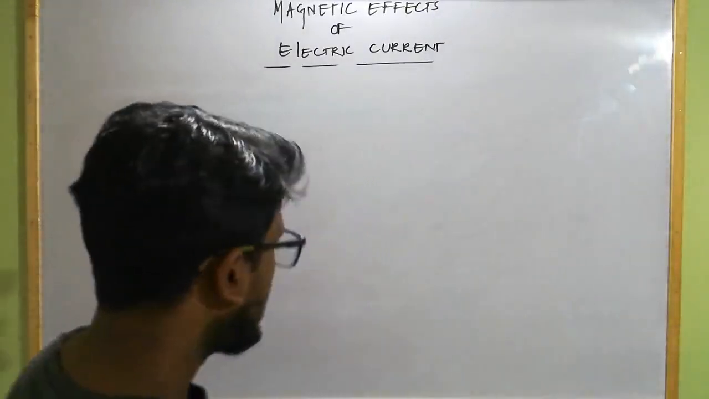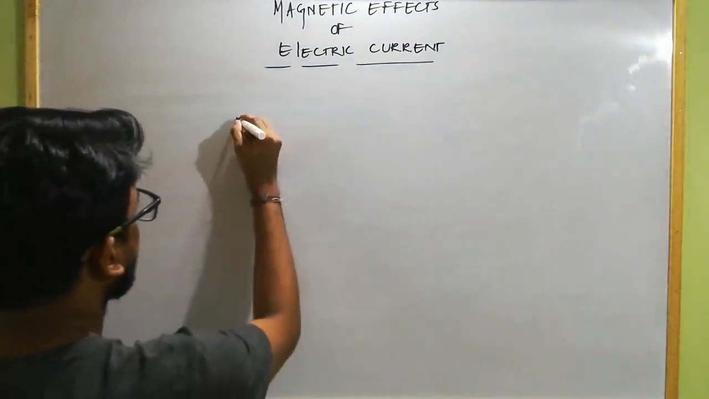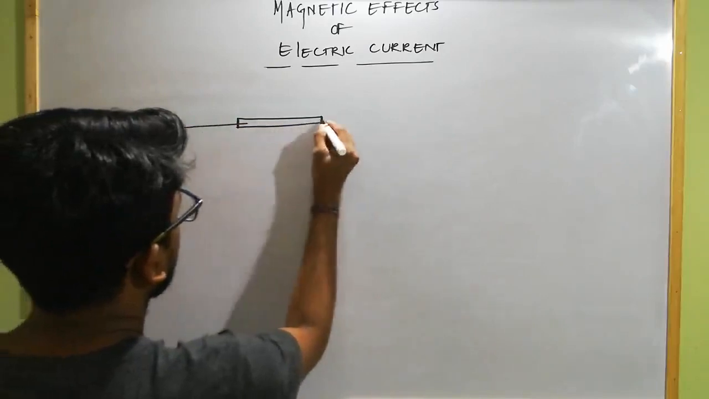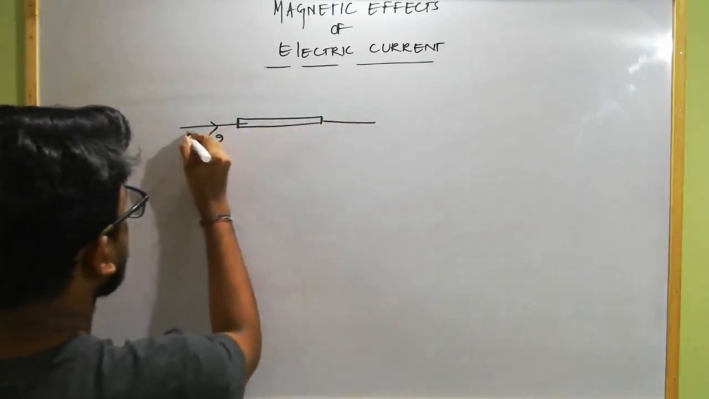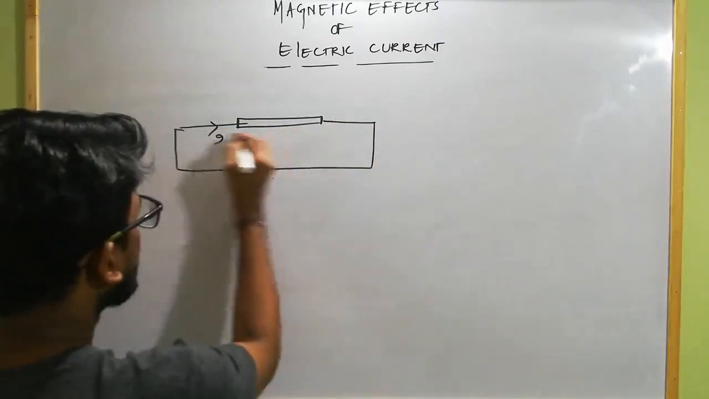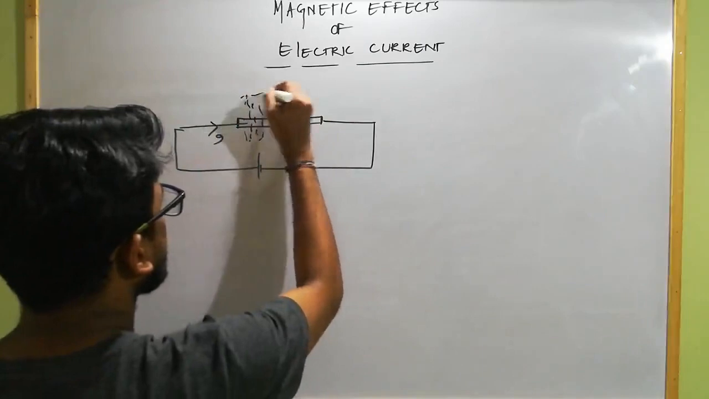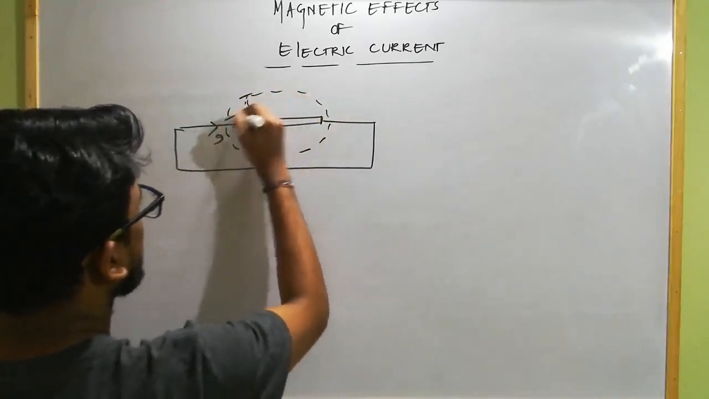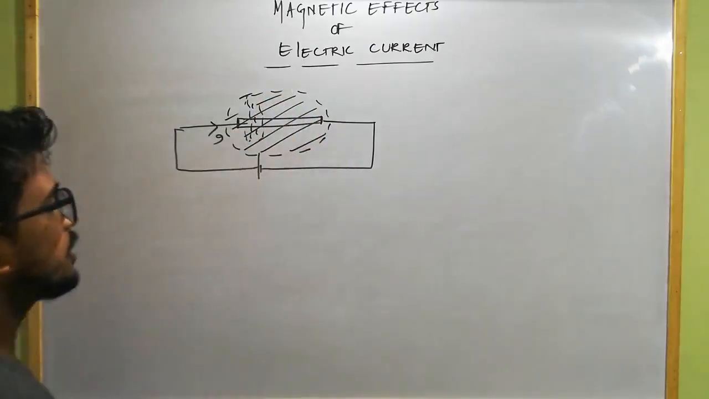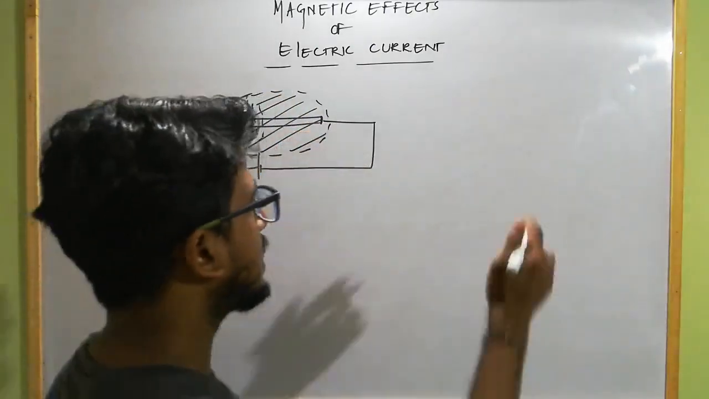That means if this is a current carrying conductor, current I is passing through it, and due to this current, a magnetic field is produced surrounding it, within some region. Current means what? Flow of charge. That means charge in motion.